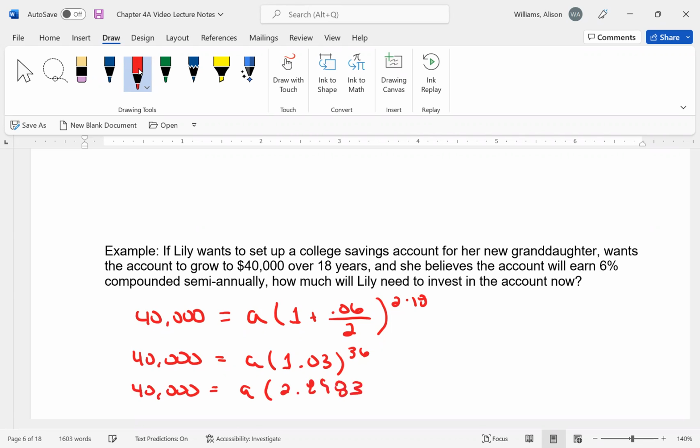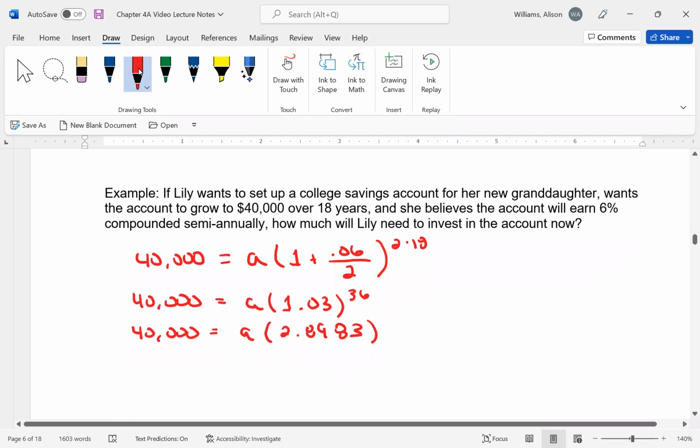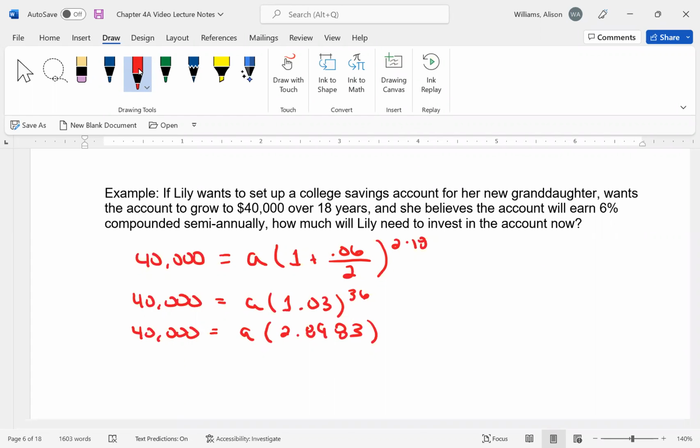2.8983. As a general rule, especially if you are going to round, it's smart to go at least 4 or 5 decimal places out, especially if you're going to put it into MyOpenMath, because if you round too close, your rounding might be off, and then it won't like your answer, because the computer's kind of dumb. It doesn't understand when you've rounded too much. Okay, so then dividing by that, 2.8983, I am getting 13,801 is how much she would need to invest in order to save up that $40,000.